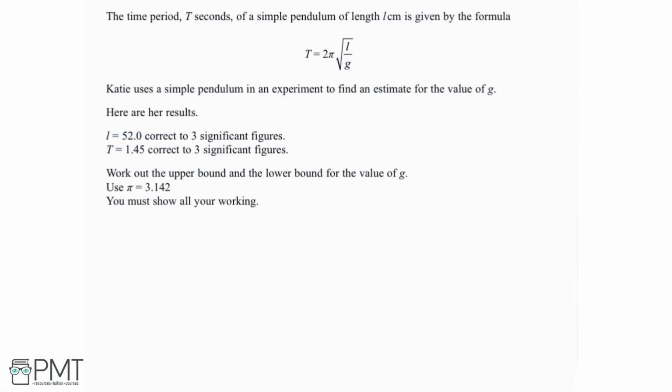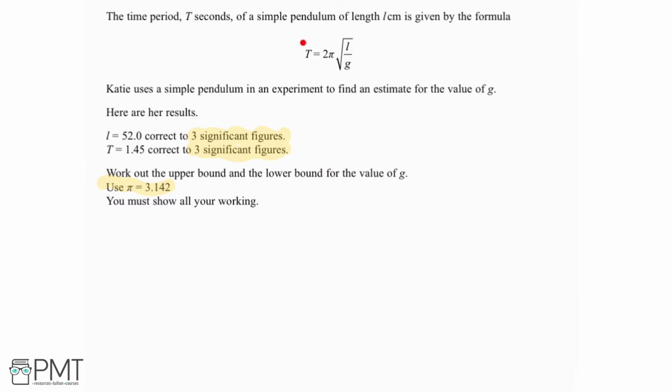The time period, t seconds, of a simple pendulum of length L centimetres is given by the formula here. Katie uses a simple pendulum in an experiment to find an estimate of the value of g. Here are her results. So she has L is 52.0, correct to 3 significant figures, and T is 1.45, again correct to 3 significant figures. We need to work out the upper bound and the lower bound of the value of g, using pi to equal 3.142. So we're going to be working out the upper bound and lower bound of the value of g.